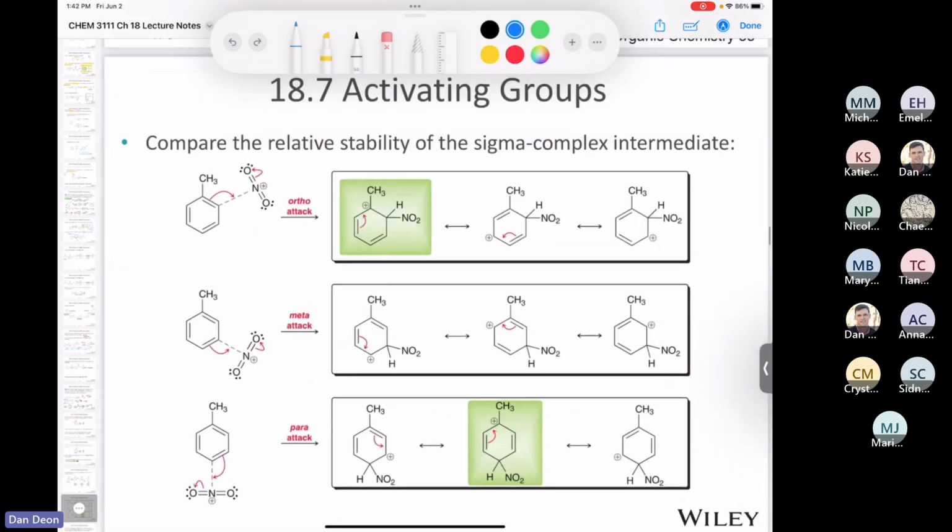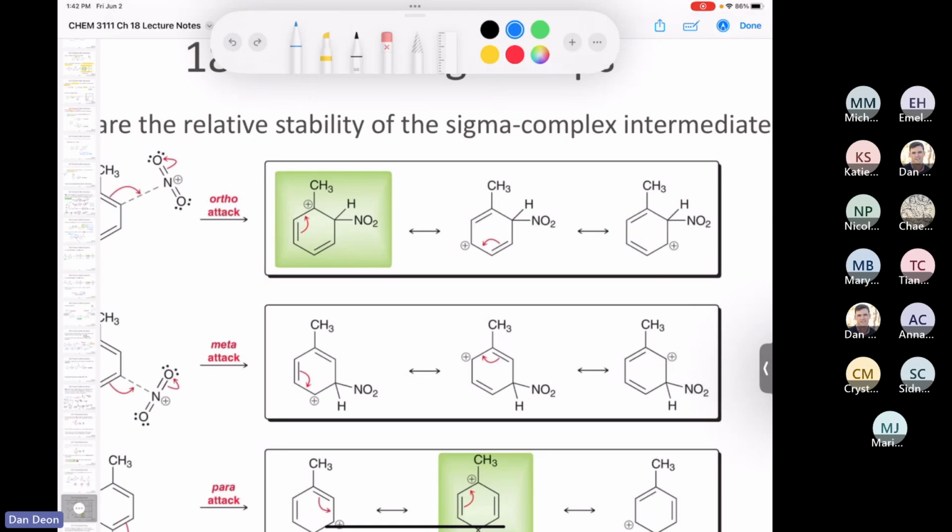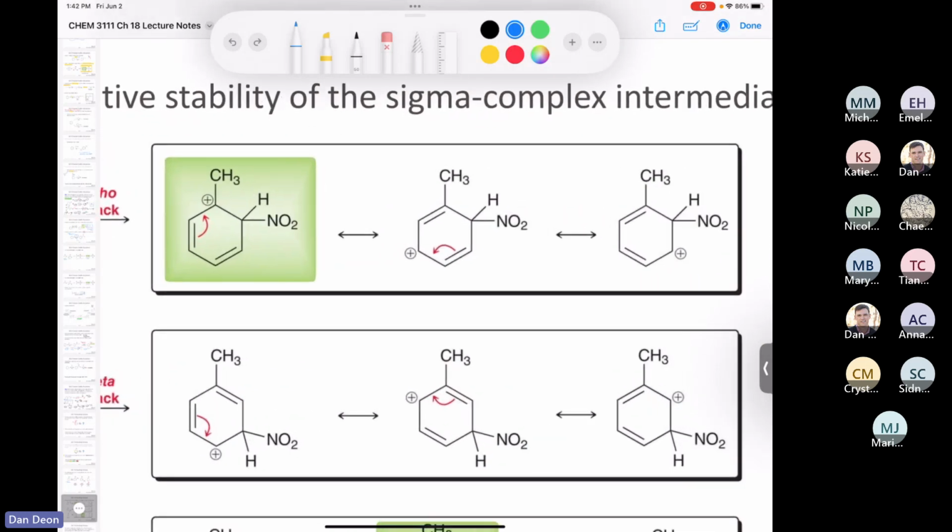And then what the author of the textbook did is he took the time to draw all of the different resonance contributors. And you probably noticed that he highlighted two of them in green, and there must be something special about those. And there is something special about those. So if we look at the resonance structures, or sorry, I should say the sigma complexes that arise from ortho attack, you notice that we have the positive charge at the top, and then we have one here and one here, okay? The key one, the one that's highlighted in green, why is this one so important?